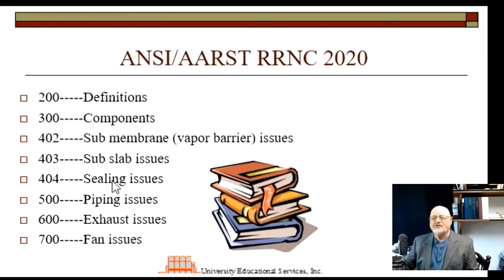Piping issues, as you'll see, it will talk about the types of piping that you can use or that you should use. Section 6 talks about exhaust issues. We're going to be taking the radon gas, we're going to be exhausting it to outside before it has a chance to get into the building. And so where do you exhaust it exactly? And that's dealt with in section 600.